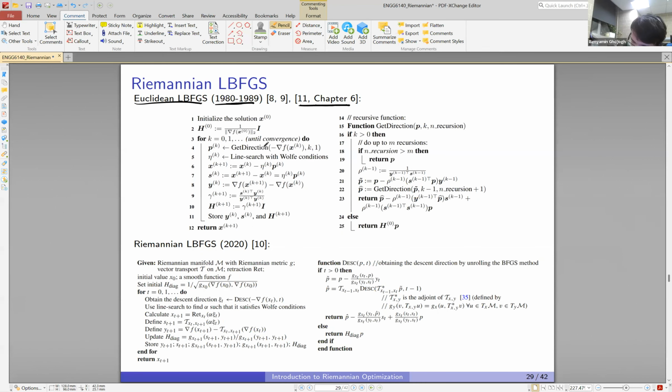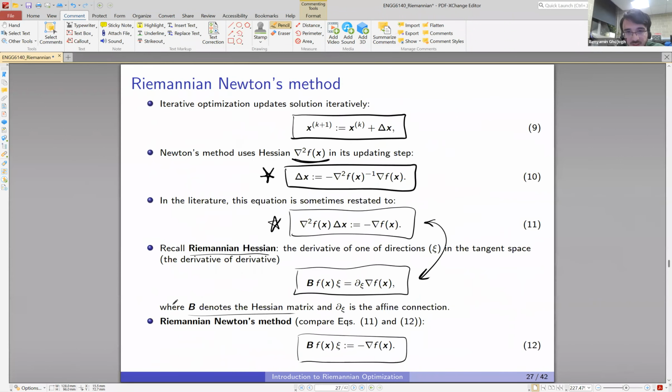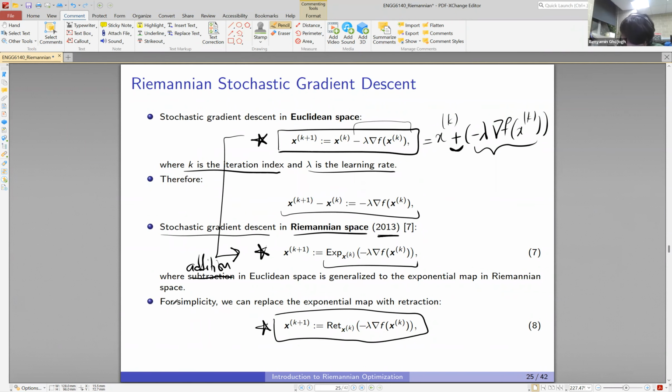Riemannian LBFGS extended this Euclidean LBFGS to Riemannian geometry. It was proposed in 2020, and you can see it as an extension in paper 10. What does it do? Let's compare, for example, line 6 here: x_{k+1} = x_k - eta p_k. This is replaced by a retraction or the exponential map, as we talked about here, right?